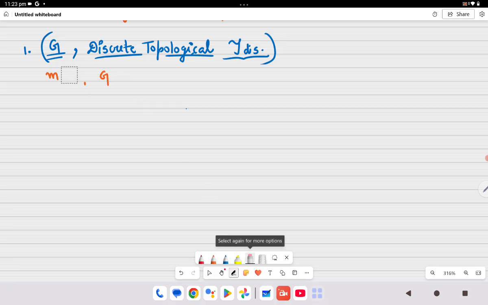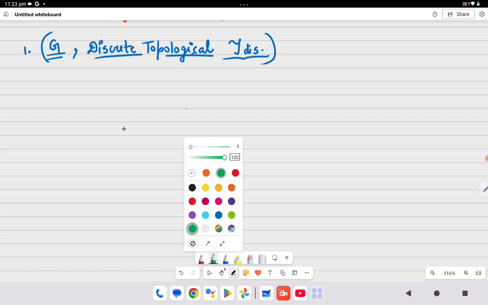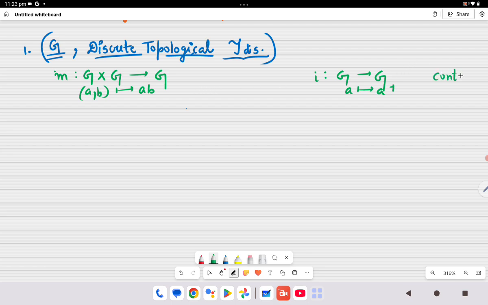to G. So let me take a nice color, which is dark. Okay. So I need to show that the multiplication map, which is from G cross G to G, and the inversion map, which is from G to G, where (A, B) is mapped to A star B, or we can write simply AB, and here A is mapped to A inverse. Okay, so they both must be continuous.